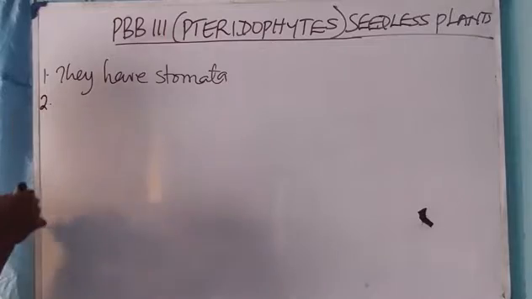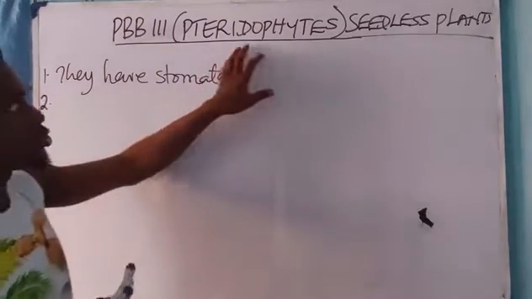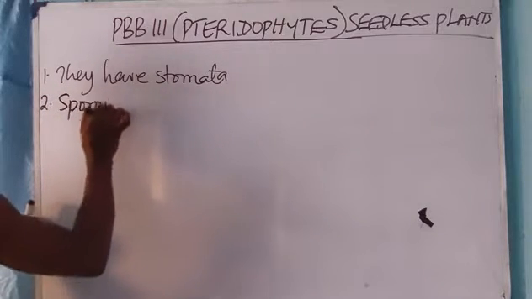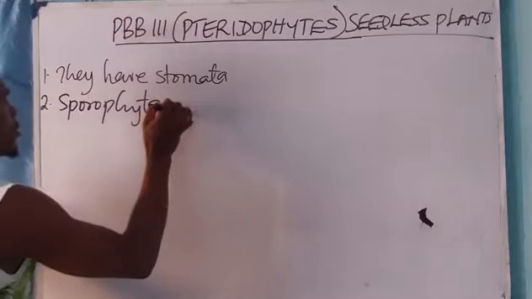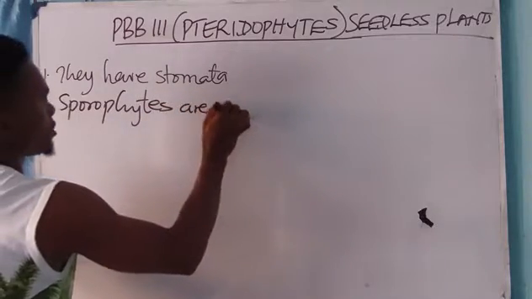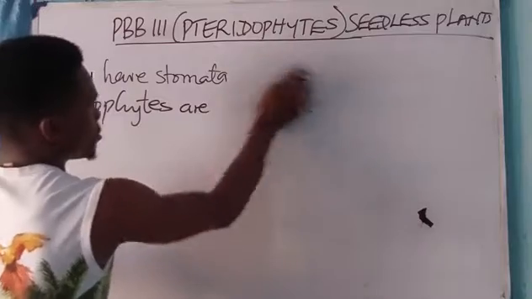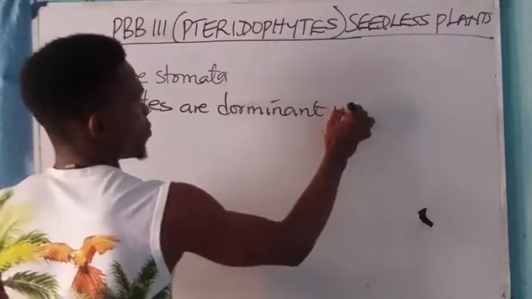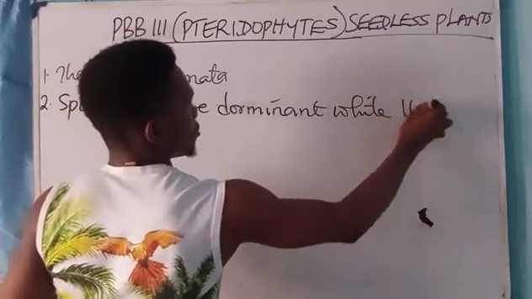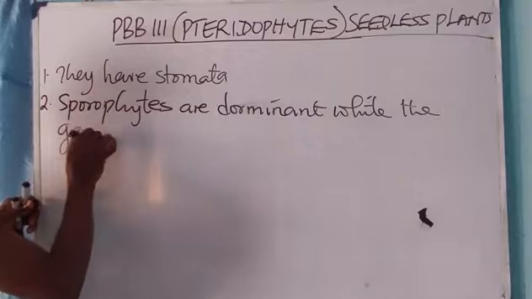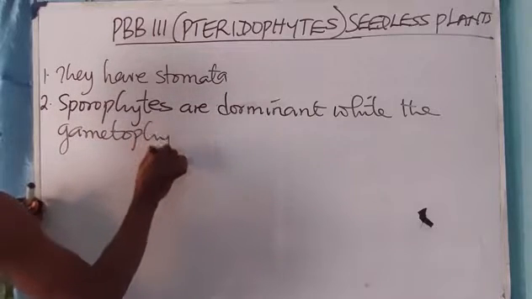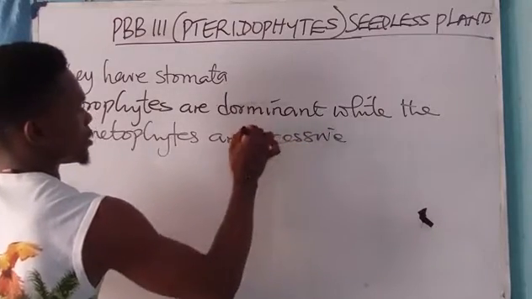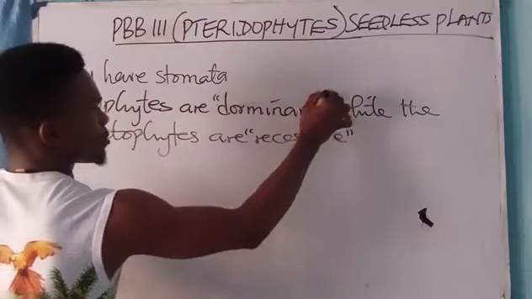And secondly, I said something just now that they undergo alternation of generation. Since it's pteridophytes, the sporophytes are dominant, while the gametophytes are recessive. All right, so these ones are recessive while these ones are dominant.